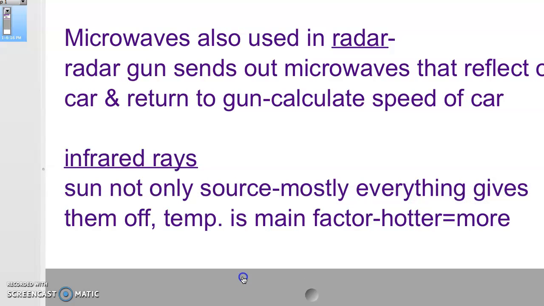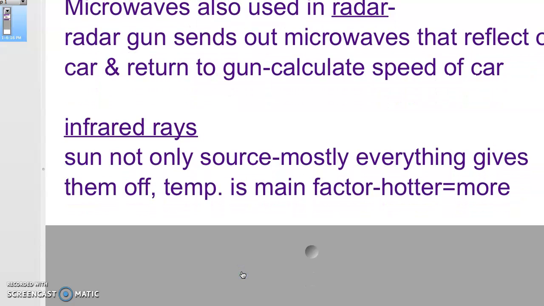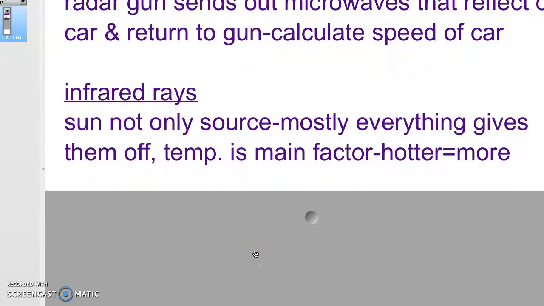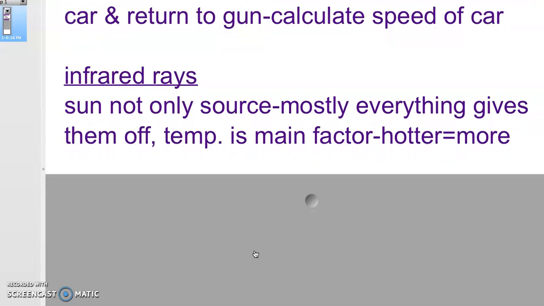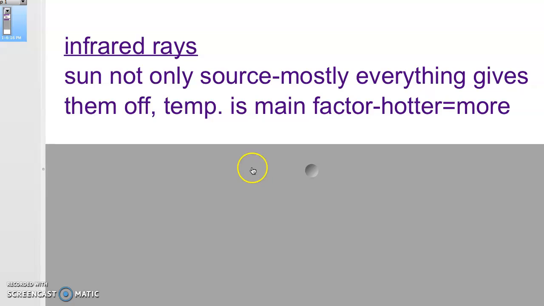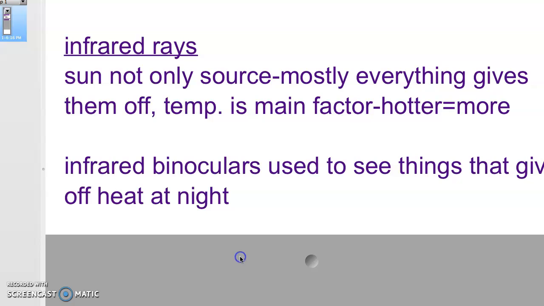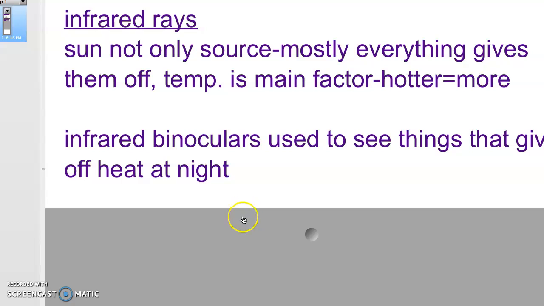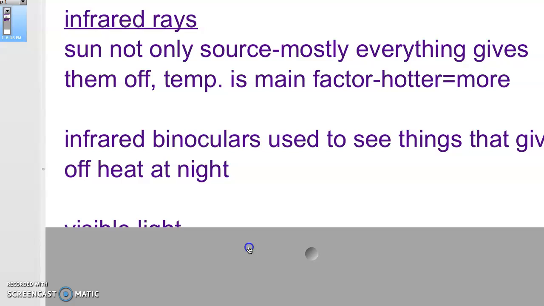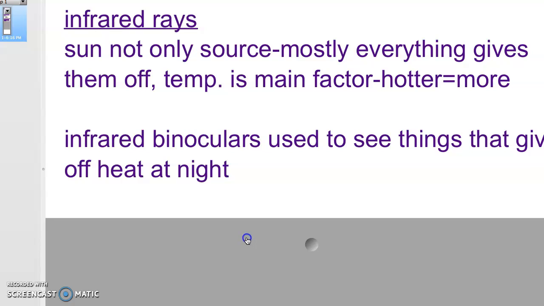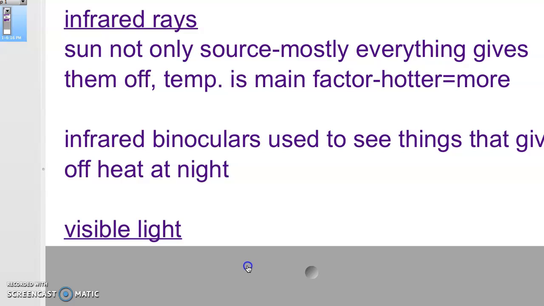Then we have infrared waves. The sun is not the only source of infrared rays. Everything gives them off, right? So there is obviously a temperature thing going on there. The hotter something is, the more infrared rays it has. So we use infrared binoculars to see things that give off heat at night. Sometimes you'll see people looking for an animal or sensing a person if someone's missing, right? You see that on TV stations, but that's how that works. They can sense hot spots in the woods and things like that.